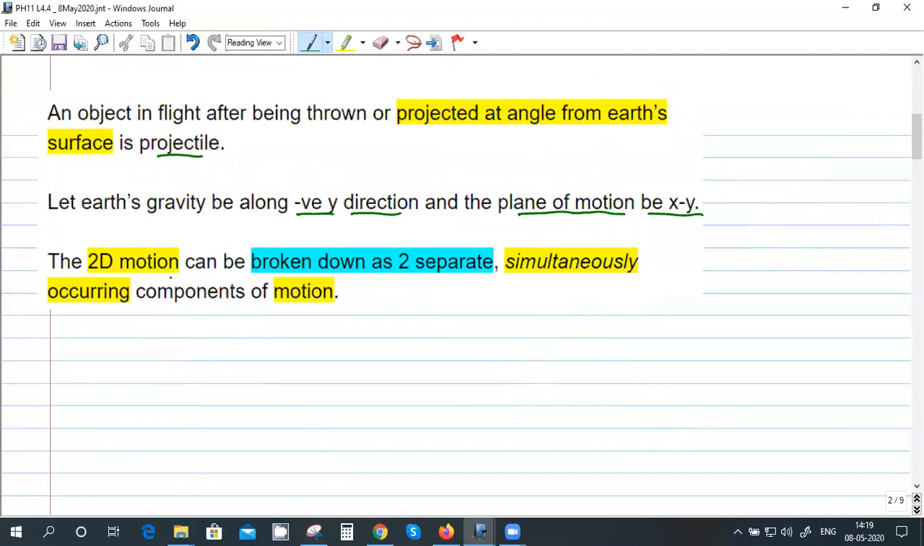The 2D motion can be broken down into two separate, simultaneously occurring components of motion. Because we know how to handle 1D motion, we have the three equations of motion, right? So this 2D motion can be thought of as two separate 1D motions. 2D motion is equivalent to two 1D motions, and the two 1D motions are one along x and another along y.